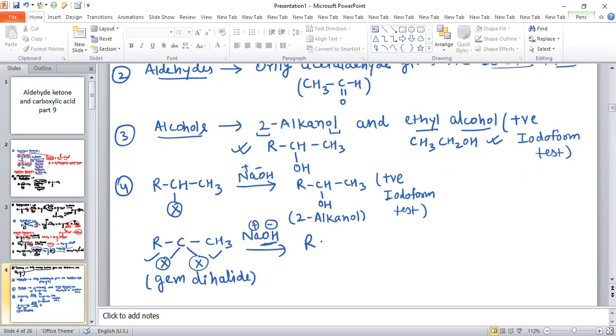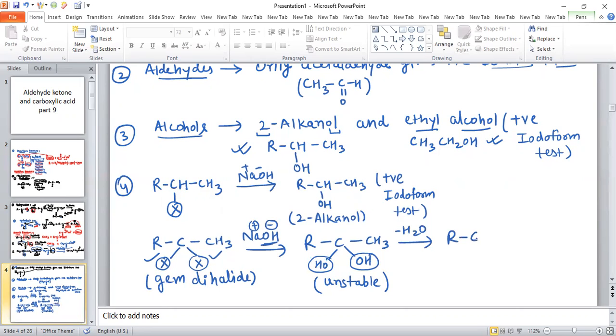When these two halogens are replaced by OH, this is OH and also this is OH, and this is CH3. Now we know two OH groups on the same carbon atom is unstable. So there is removal of water: OH is removed from this and H is removed from this. After removal of water, this will convert into a ketone.